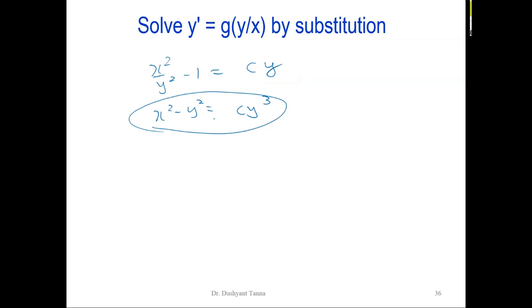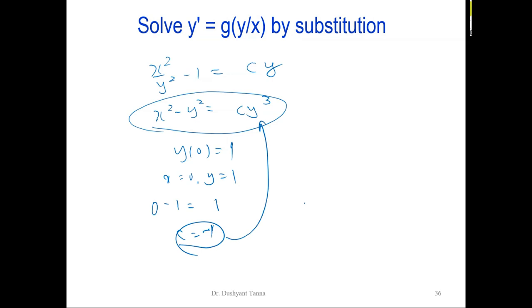And then you replace the particular value. y of 0 was 1. That means x is 0, y is 1. Replace it here. 0 minus 1 is equal to c. Therefore, c is minus 1. Put it back here. x square minus y square is minus y cube, or y cube is equal to y square minus x square.